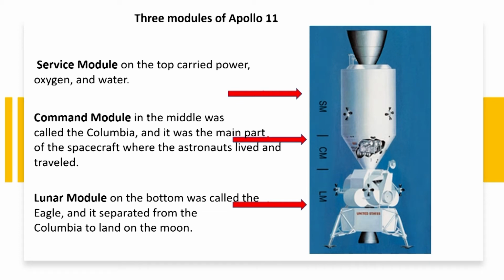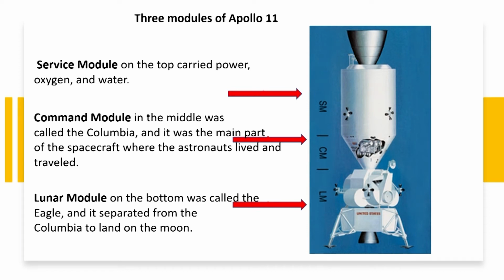Correct, that is the command module. It is in the middle, and it is called the Columbia. And it was the main part of the spacecraft where the astronauts lived and traveled. And what is our last module? Correct, the lunar module. It is on the bottom, and it was called the what? Yes, it was called the Eagle, and it separated from the Columbia to land on the moon.